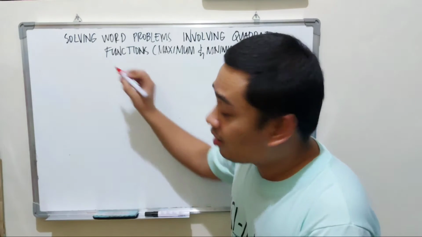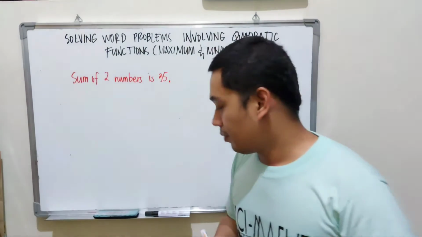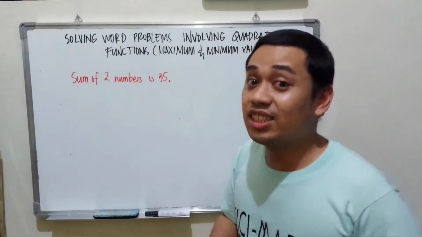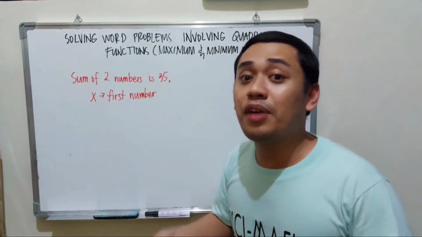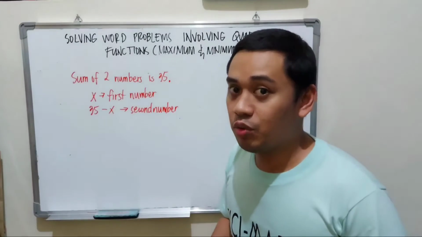Ang sabi, the sum of two numbers is 35. So if that is the case, we can set the value of x as the first number, at yung second number naman natin ay yung 35 minus x. And let us try to find the minimum sum of their squares.